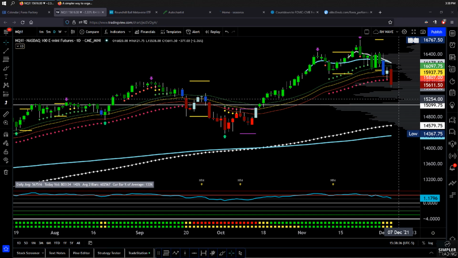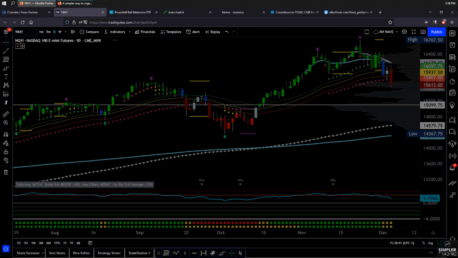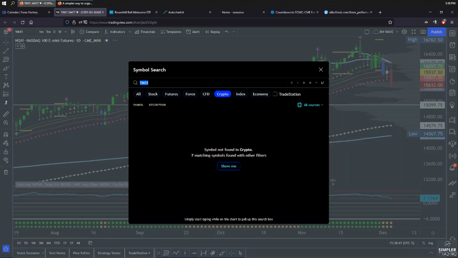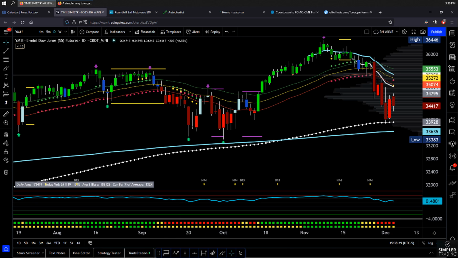So I hope this has helped. You know, take a look at the indicators. The color coding makes it really hard to argue with what you're seeing, right? In my mind, it takes away a lot of the subjectivity. Right? It just is what it is.